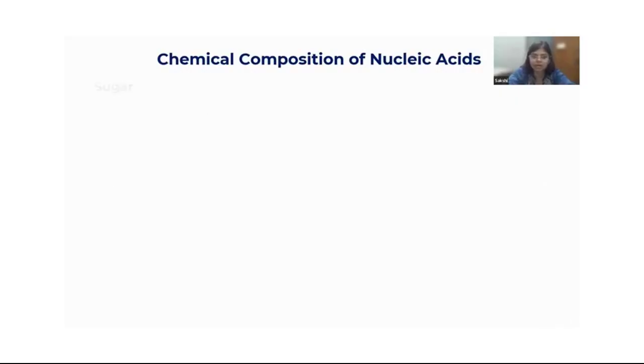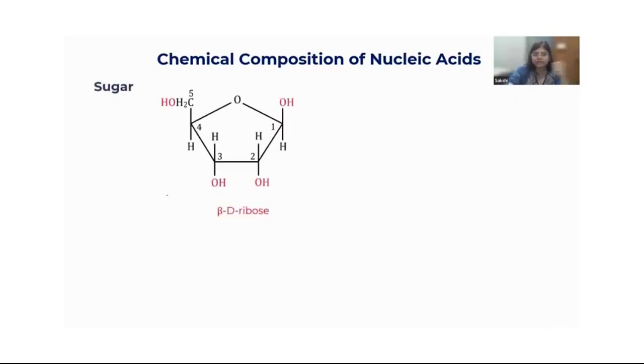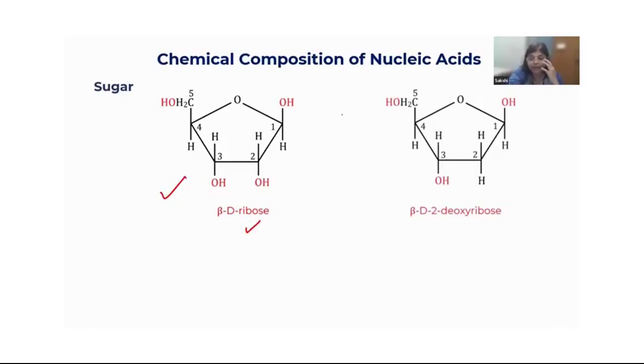Let us see now. There is a pentose sugar like ribose, so we have D-ribose here. And this is another sugar, that is deoxyribose. You must have heard about RNA and DNA. They are all nucleic acids. You know the full form of DNA? It is deoxyribonucleic acid. RNA is ribonucleic acid. RNA is made up of beta-D-ribose. DNA is made up of beta-D-2-deoxyribose.